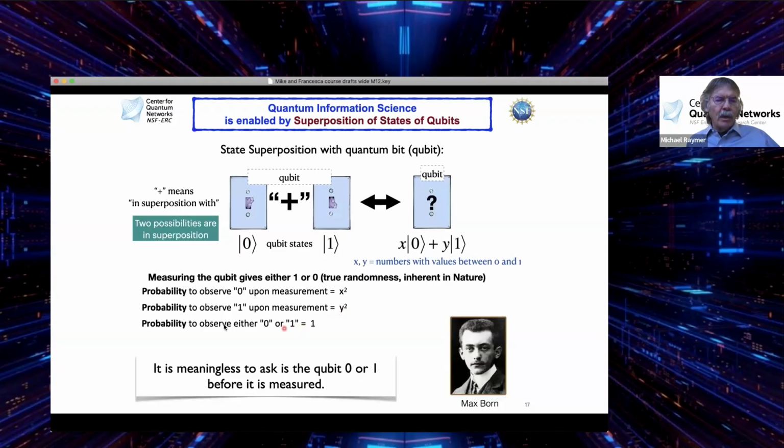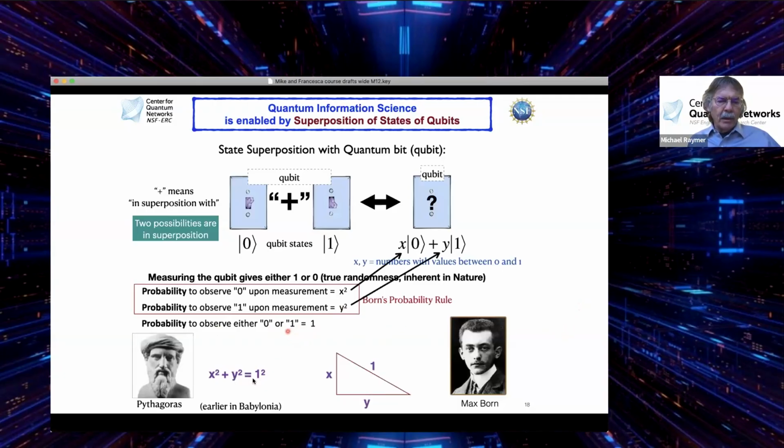Now, these have to add up to 1 because the probability that when you observe it, it's going to be either 0 or 1, that has to be a certainty, which is 1. So the probability to observe either 0 or 1 adds up to 1. So that means x squared plus y squared should equal 1. No matter what the value of x is, y should have the corresponding value, so that x squared plus y squared is 1.